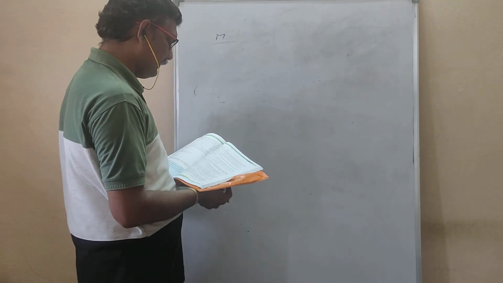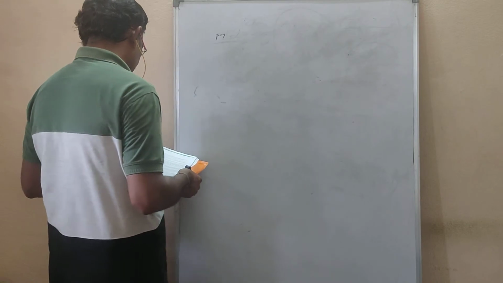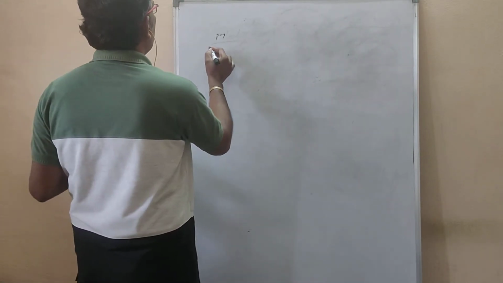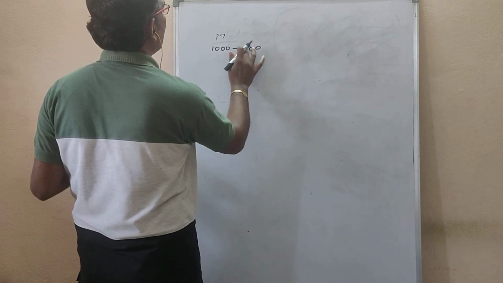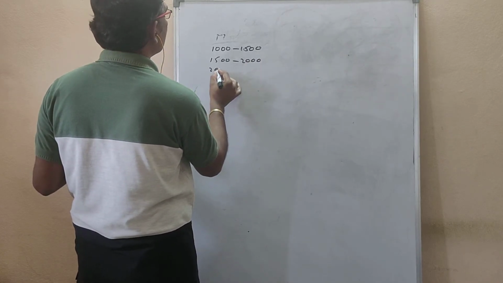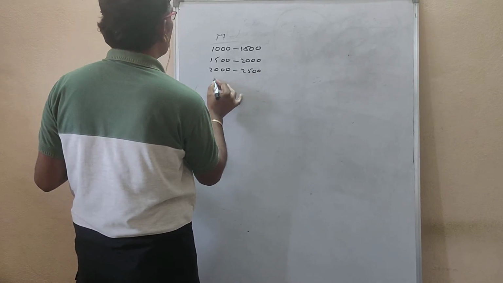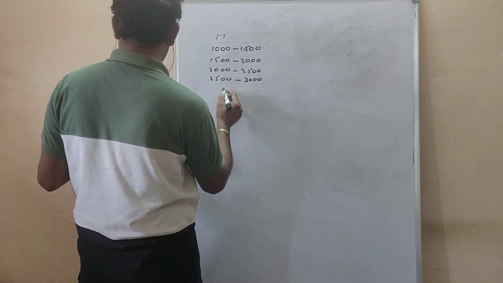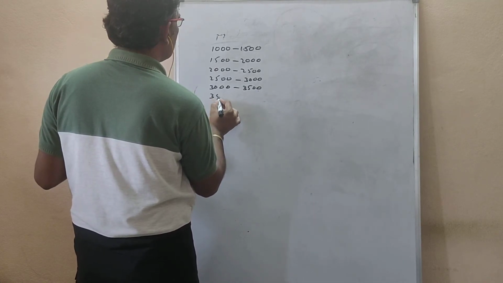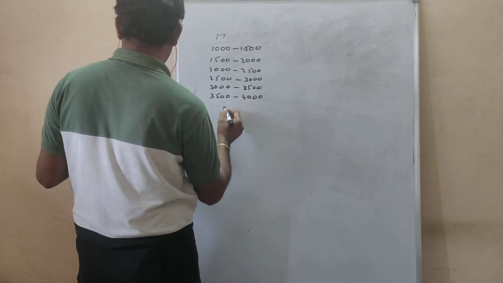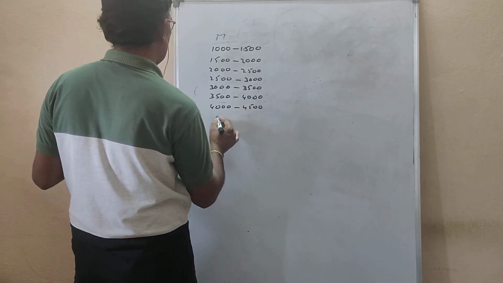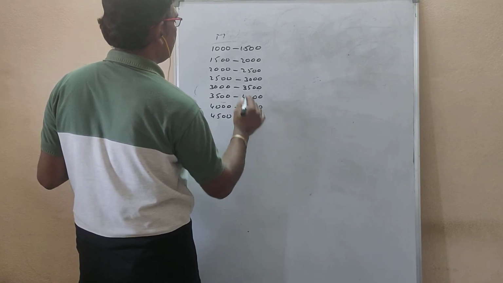Next, one more problem here. Third question, they have given within thousands. 1000 to 1500, 1500 to 2000, 2000 to 2500, 2500 to 3000, 3000 to 3500, 3500 to 4000, 4000 to 4500, 4500 to 5000. It is the class.